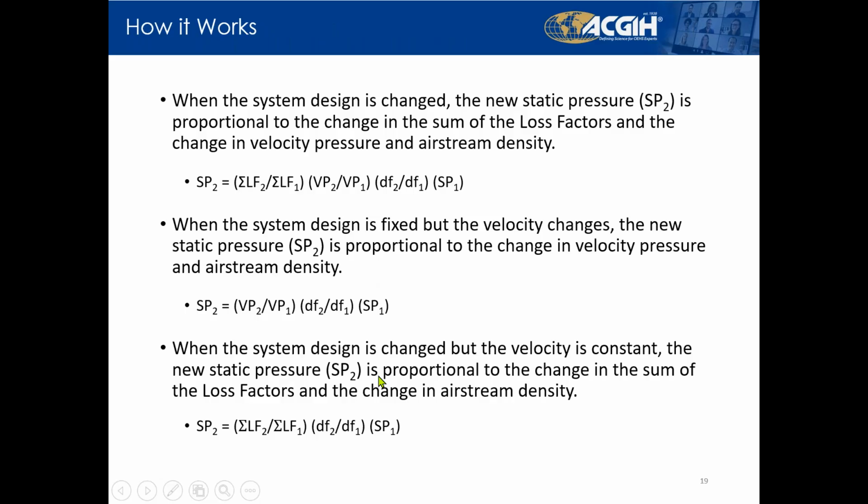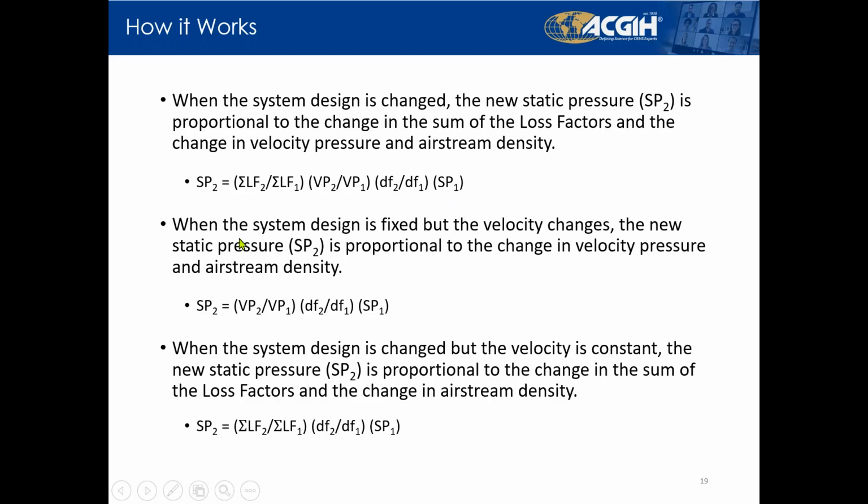How it works. When the system design is changed, the new static pressure, SP2, is proportional to the change in the sum of the loss factors, the change in velocity pressure, and airstream density. So SP2 is equal to the sum of the loss factors for case 2 divided by the sum of the loss factors for case 1 times the velocity pressure for case 2 divided by the velocity pressure for case 1 times any change in density factors times our original static pressure for case 1. And this is really pretty simple.